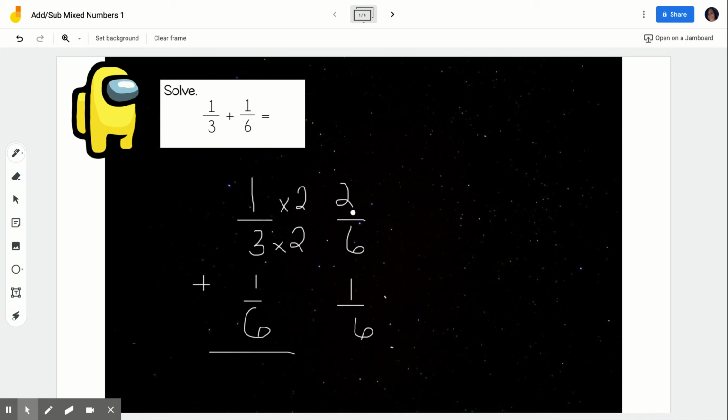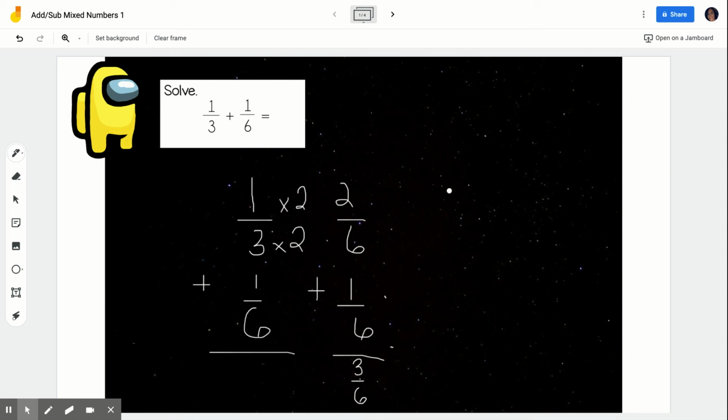If you're not sure what I'm talking about, please go back to the making equivalent fractions or finding the LCM lesson in your lesson library, and that will help you. The next step for adding and subtracting fractions is to add the numerators, and then the denominator stays the same. So I can add 2 plus 1, those are both the numerators. 2 plus 1 is 3, and my denominator is going to stay the same, which is 6.